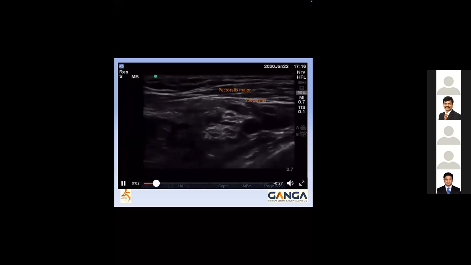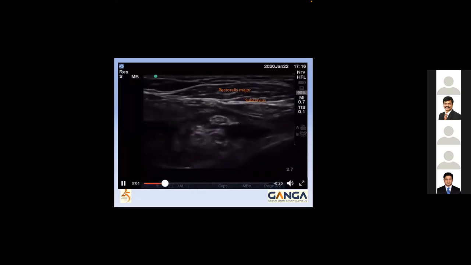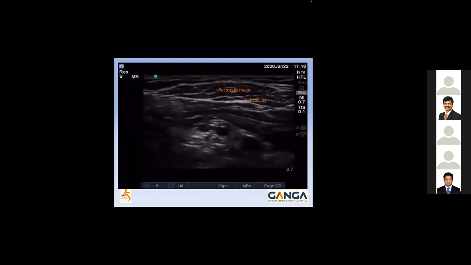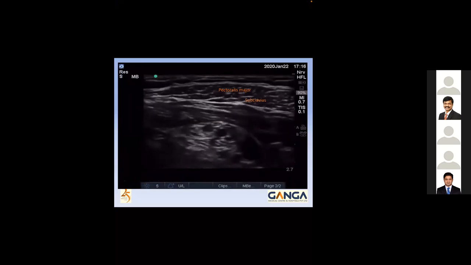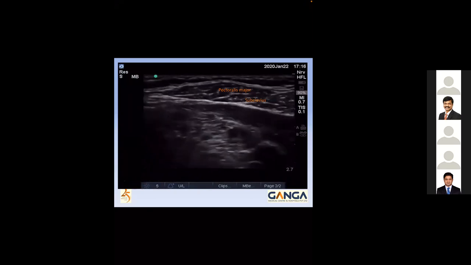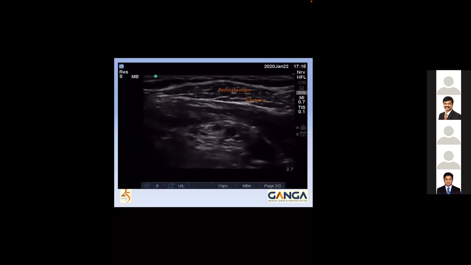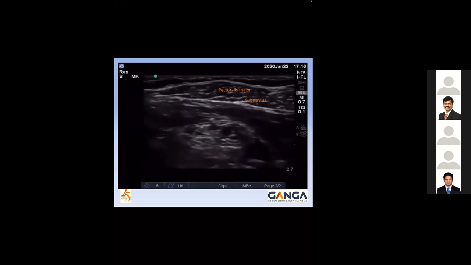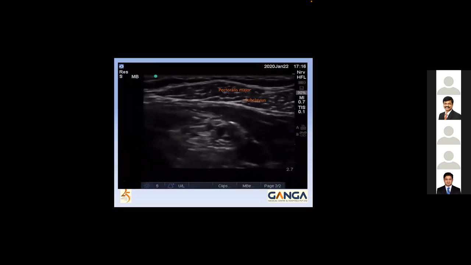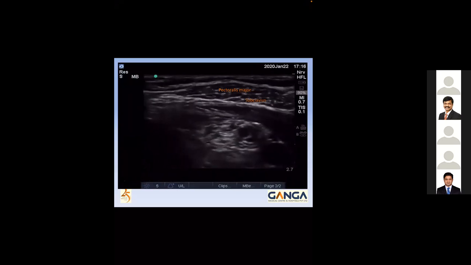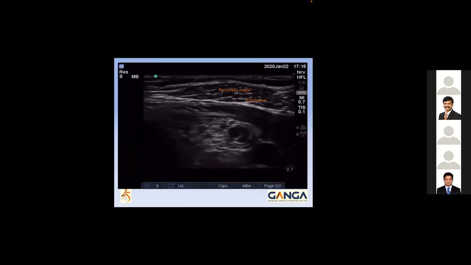Here, in the initial picture, this is the costo-clavicular space, where the cords are arranged on the lateral side of the axillary artery. Once I move the probe from the costo-clavicular space to the infraclavicular area, the medial cord comes around the axillary artery and lies between the second part of the axillary artery and the vein. The lateral cord lies superficially and lateral to the artery, and the posterior cord much deeper and posterior to the artery.